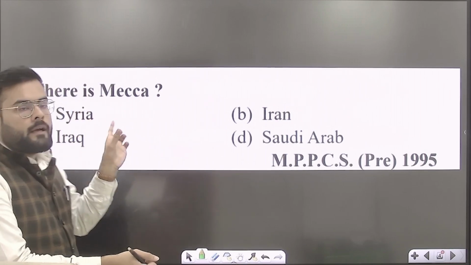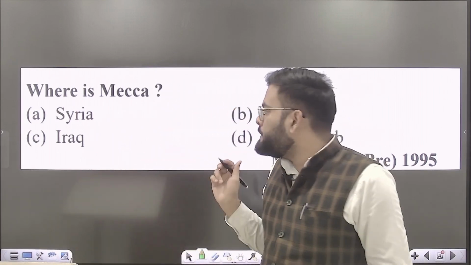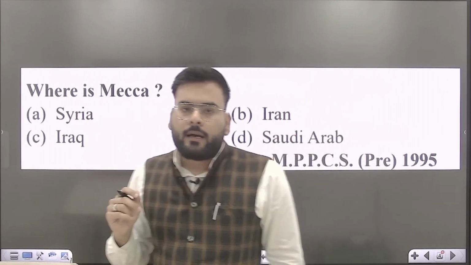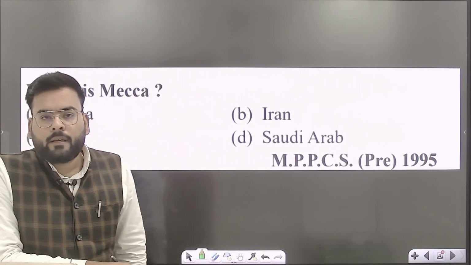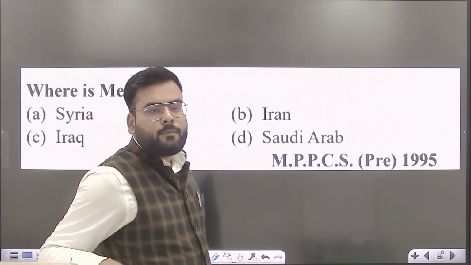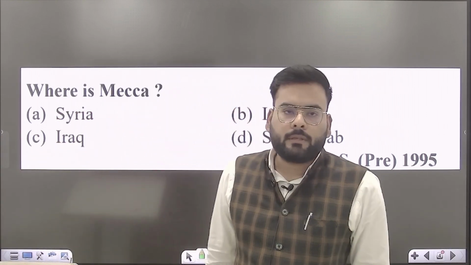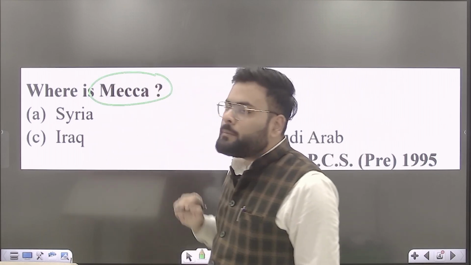This is a very simple question. Where is Mecca? So if you have read history in depth, you know it very well that Mecca is a place where Islam actually originated. The founder of the Islamic religion is known as Hazrat Muhammad or Paigambar Hazrat Muhammad. And you know that Mecca is the birthplace of Hazrat Muhammad.